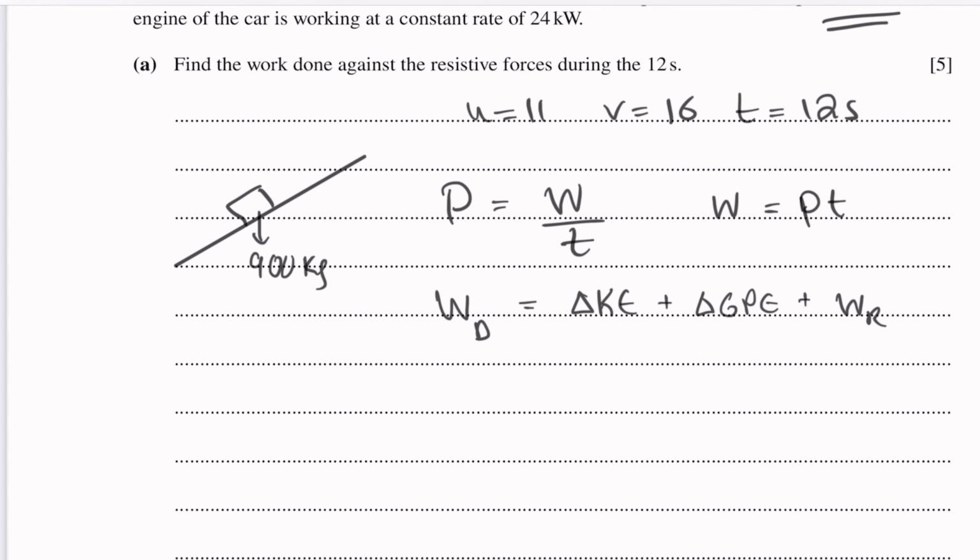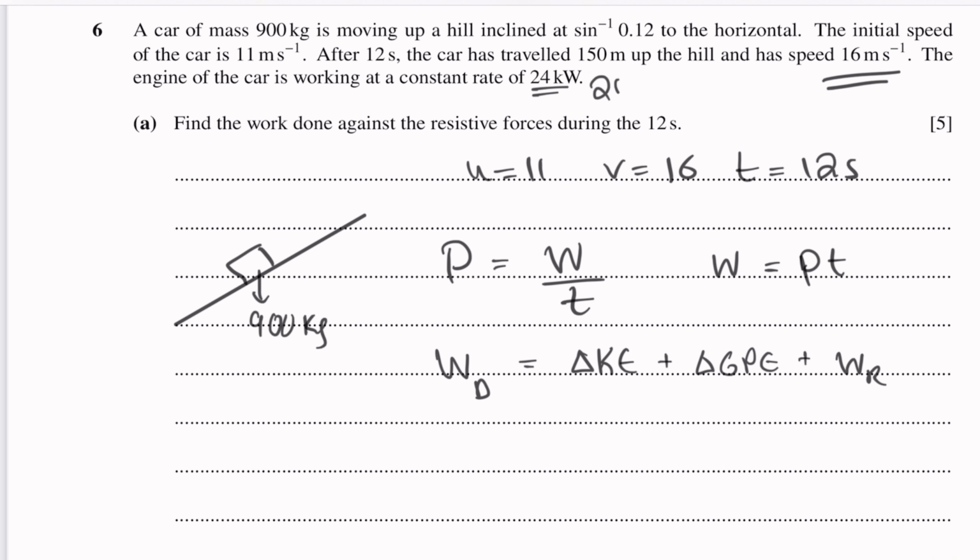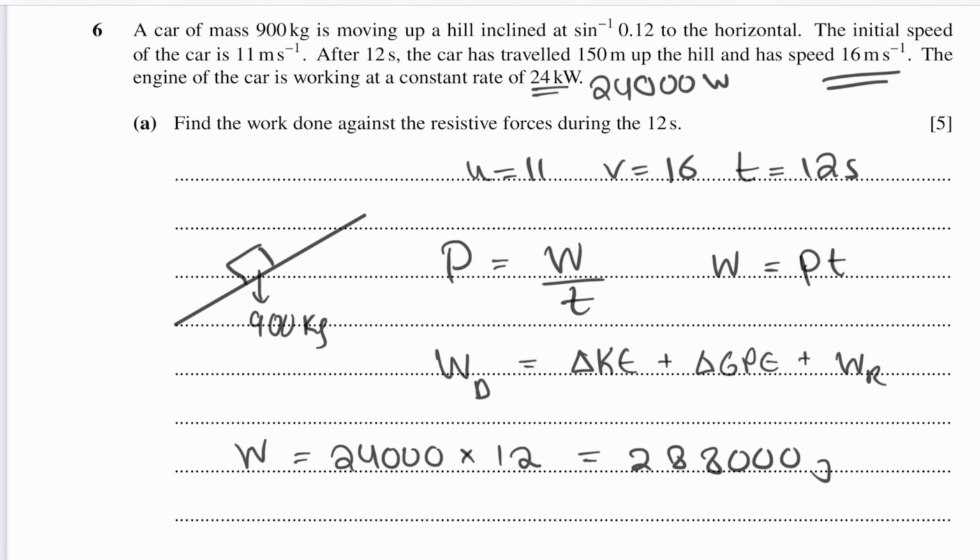So using power times time, I need to first convert power to watts, so that's going to be 24,000 watts. And so you're going to say work equals 24,000 times 12 seconds, and so 24,000 times 12 is equal to 288,000 joules of work done.